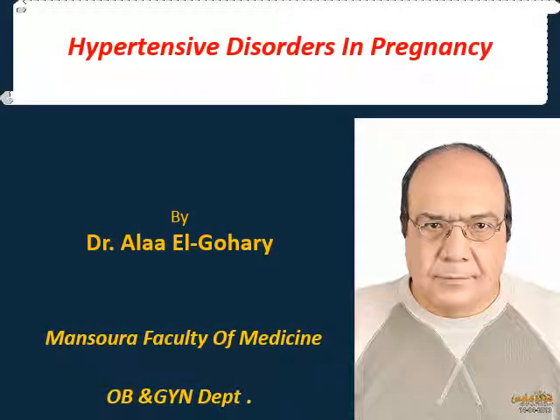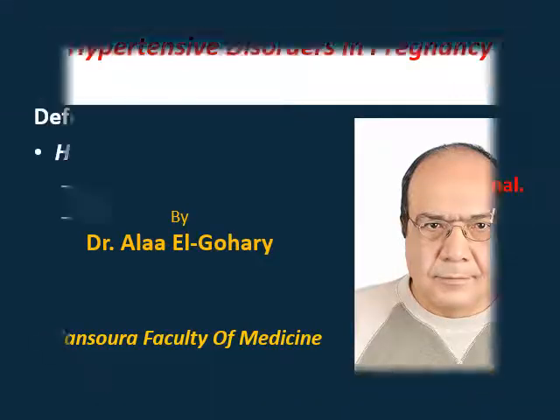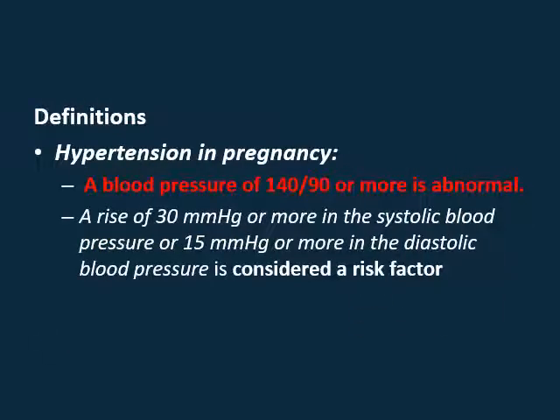Hypertensive disorders is one of the most important medical disorders during pregnancy. During pregnancy, a blood pressure of 140/90 or more is abnormal. A rise of 30 mm mercury or more in systolic blood pressure or 15 mm mercury or more in the diastolic blood pressure is considered a risk factor.